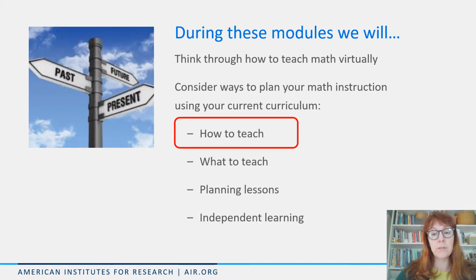Future modules will consider what to teach, planning your teacher-directed learning, and thinking through how your students will do their math work independently. Please note that I will be using the terms virtual teaching and distance learning throughout this and other sessions. There's a distinction between distance learning and online learning. Online learning is planned to be delivered virtually from the very start, whereas we are going to be adapting and thinking through what you normally would be using in person with students and transferring that to a virtual environment where teachers and students interact from a distance.